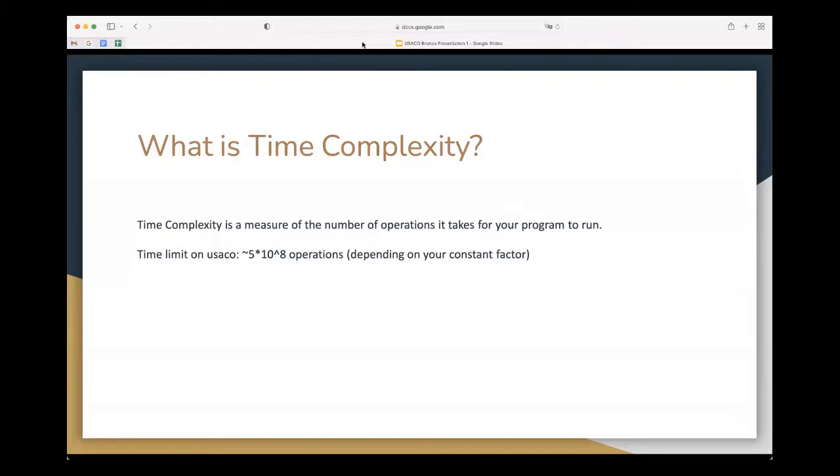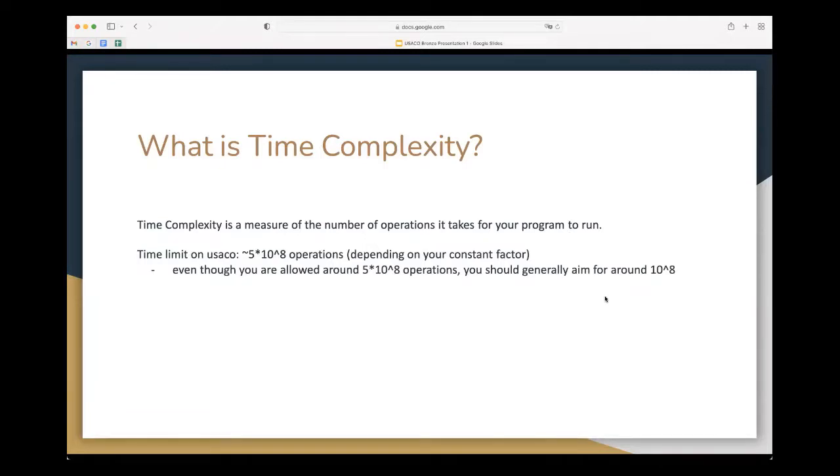On Codeforces, this could be different. On different websites, they have different servers. So if you go to a new website, you should always check how many hertz it is, because that's basically how many operations that you can do. However, on USACO, you're allowed around 5 × 10⁸ operations, depending on your constant factor. So even though you're allowed to have 5 × 10⁸ operations, you should only aim for around 10⁸ operations.